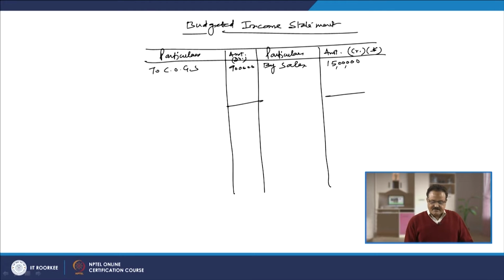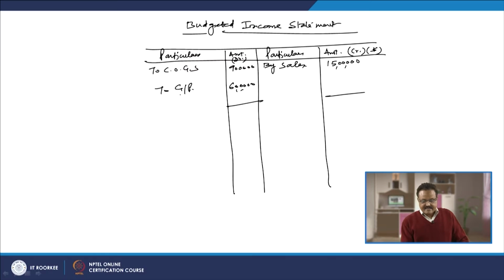So, what is the gross profit here? The gross profit is 6 lakhs, clear. We are given 60%, sorry, 40%. So, 40% of 15 lakhs is 6 lakhs, and 60% of 15 lakhs is 9 lakhs. So, we have a gross profit of 6 lakhs against the total sales of 15 lakhs. This is the gross profit, the first part of the net profit.